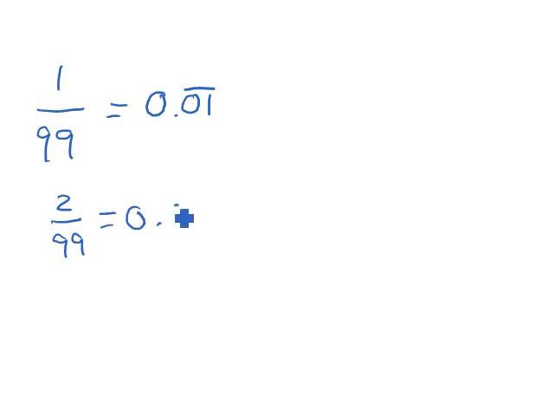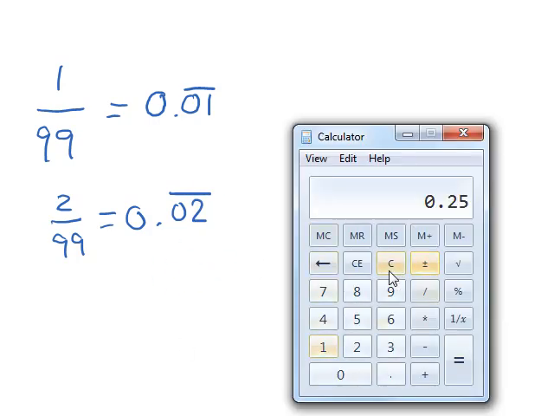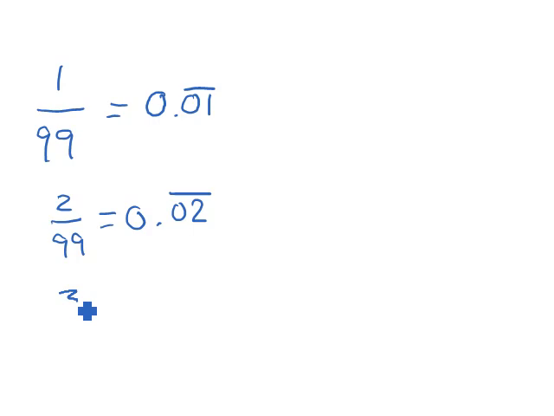2 divided by 99 is equal to 0.02 repeating. I'll prove it to you here. On my calculator, 2 divided by 99 is equal to, and notice a pattern. Can anybody guess what is 3/99ths? That's equal to 0.03 repeating. So see the pattern.